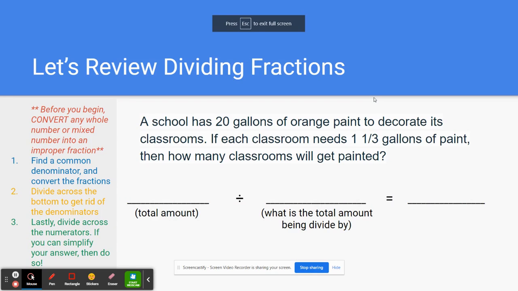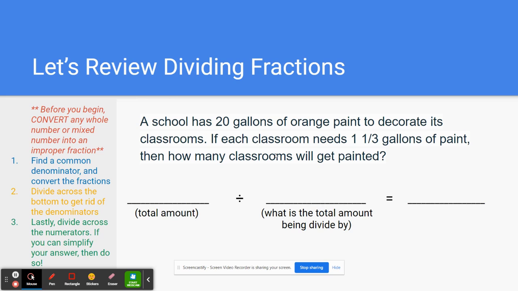Okay, so now I am back with example number 2. Again, we have all the steps on the side, and we're going to first start off by reading our question and setting up our problem before we do any kind of math. So let's go ahead and read the word problem.